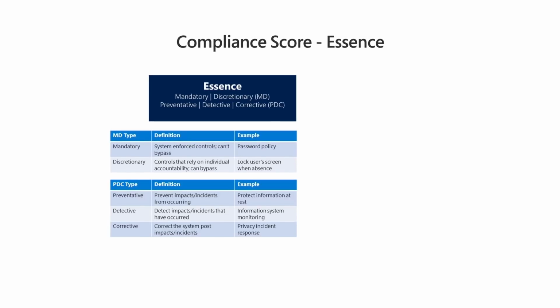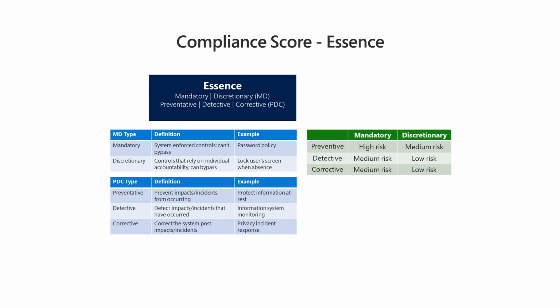For the first part, essence of the control, we characterize each control in 6 types based on whether it is mandatory or discretionary and whether it is preventative, detective, or corrective control. Mandatory controls are the controls that users can't bypass. For example, once we design a password policy, users need to follow the policy and can't ignore it.